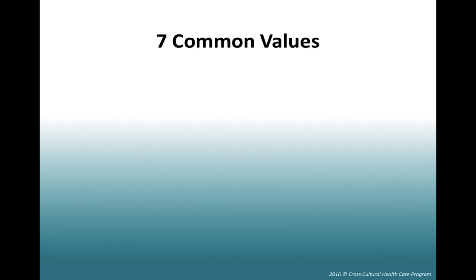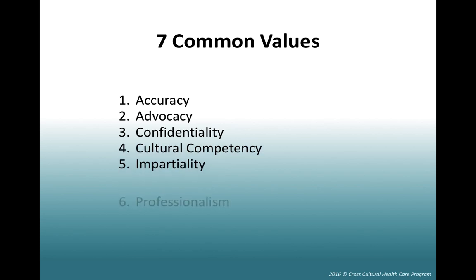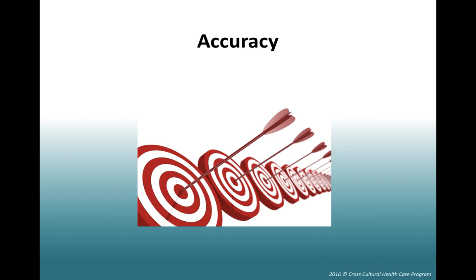So the 7 common values are accuracy, advocacy, confidentiality, cultural competency, impartiality, professionalism, and respect. You may have noticed that when you looked over the IMIA and the NCIHC as well as the CHIA, the 3 different codes of ethics that are currently in the nation that are common, these concepts are all common in all 3 of those. And so that's why we're going to use these as our common values that we can hold ourselves to. Okay, let's start with talking about accuracy.